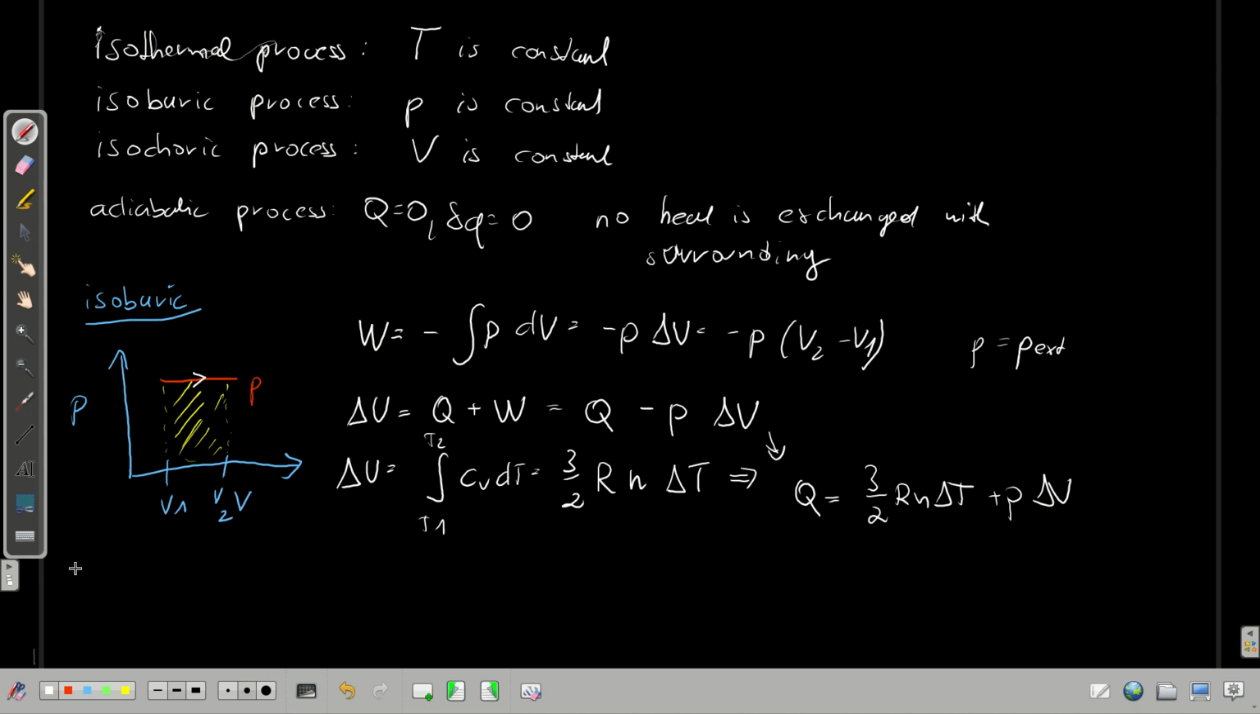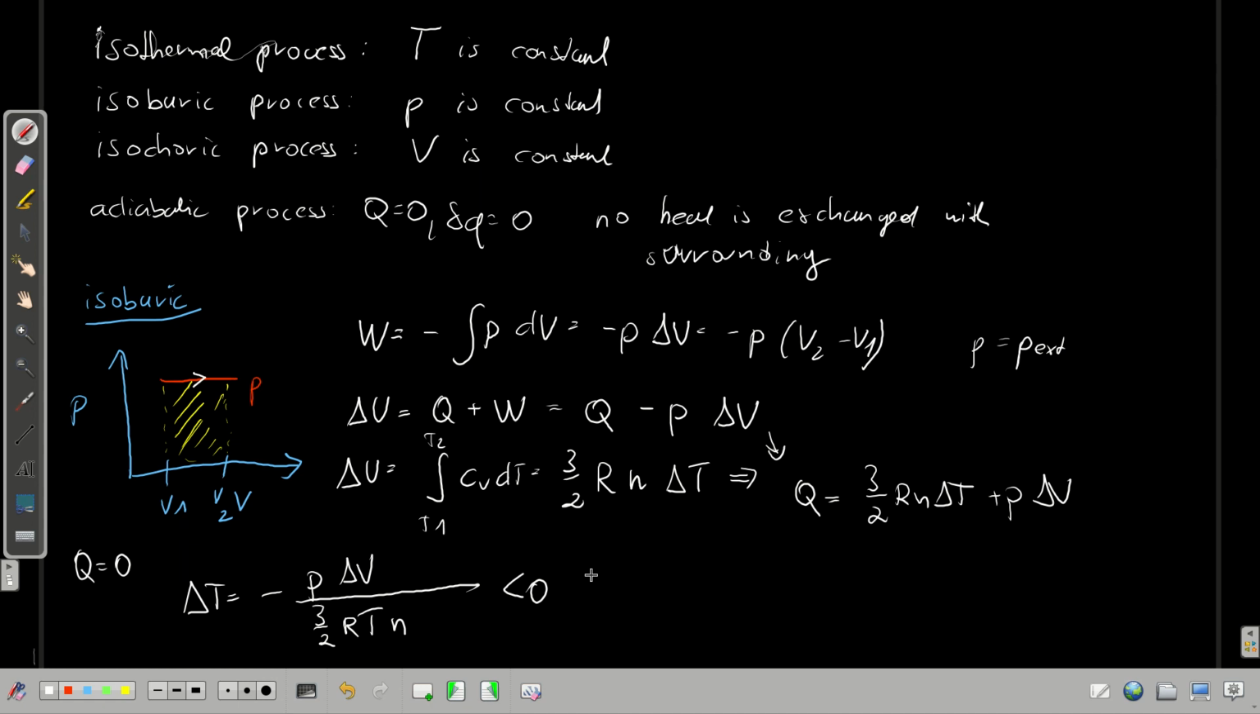And note that if I set Q equal to 0, then if one rearranges everything, one finds that delta T equals minus P delta V over 3/2 R n. And for this particular example here, this term is lower than 0 because the pressure is bigger than 0, delta V is bigger than 0, R and n are also bigger than 0, then the whole expression is lower than 0.